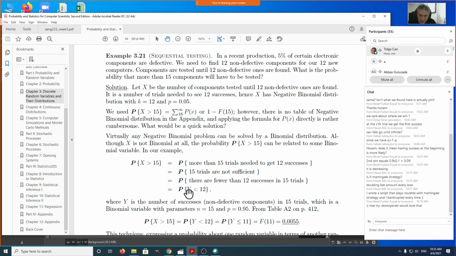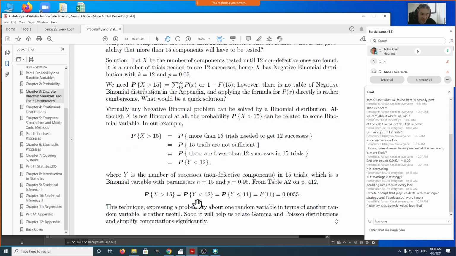What is this random variable Y? If you look at this random variable Y, what is the probability that Y is less than 12? Y is now the number of successes. The probability that the number of successes is less than 12 in 15 trials is exactly the same probability. By just rewording what we were asked, it became a binomial variable. We now fixed the number of trials at 15. The probability to obtain less than 12 successes in 15 trials becomes the probability that you're looking for.